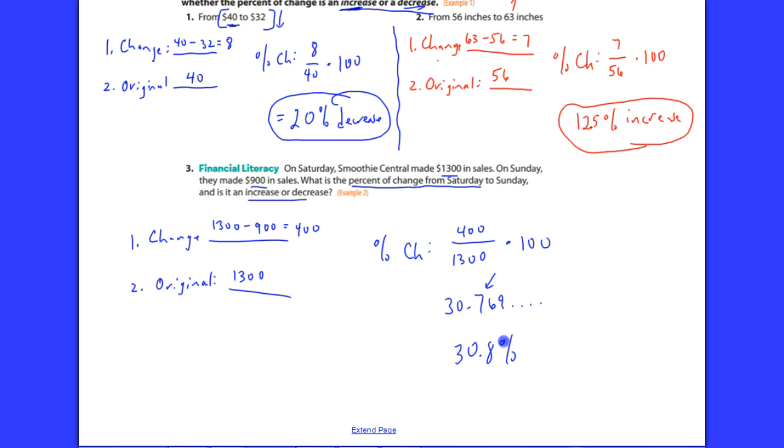30.8%. Now, is this an increase or a decrease? It went from 1300 to 900. This is a decrease. Okay, so it's a 30.8% decrease, and that would be expected because Saturday is typically going to be a lot busier at a yogurt place, probably, than a Sunday.